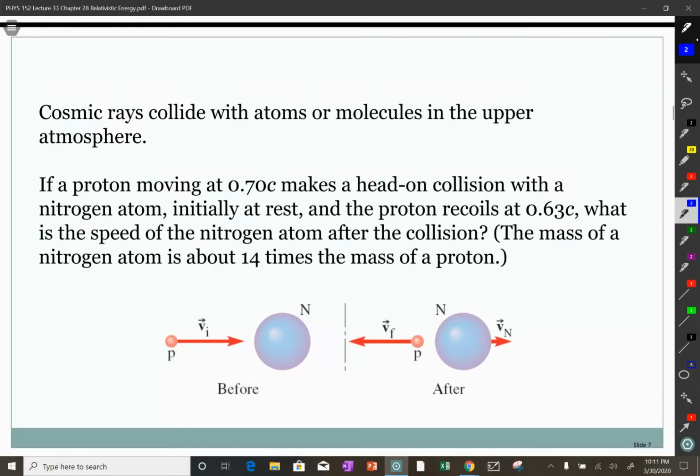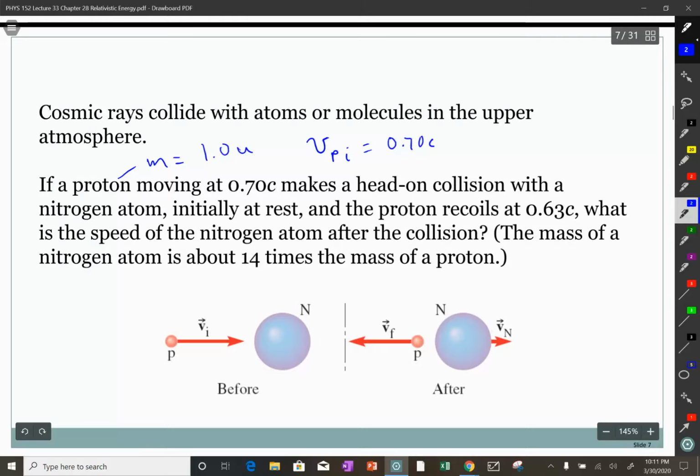So cosmic rays collide with atoms or molecules in the upper atmosphere. So if a proton has a mass of, and we're just going to put one atomic mass unit, we're just going to use 1 sig fig there. Okay, let's say 1.0 atomic mass unit, and it's moving at 0.70 c. So I have v of the proton initial is equal to 0.70 c.